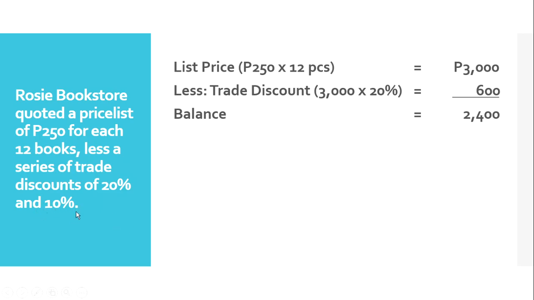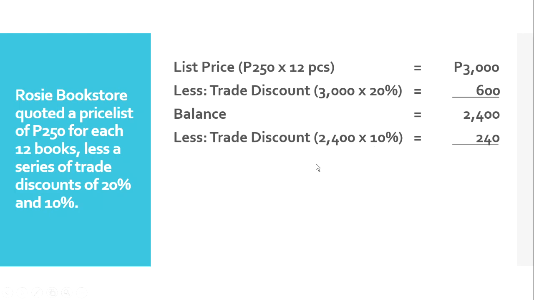Now, let's apply the 10% additional trade discount. So, again, deduct the 10%. But this time around, ibabawas mo na lang siya doon sa balanse, which is 2,400. So that would be 240. Ang 10% ng 2,400 ay 240. Now, ang invoice price natin is 2,160.